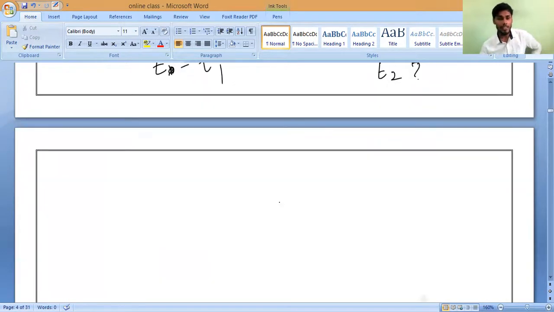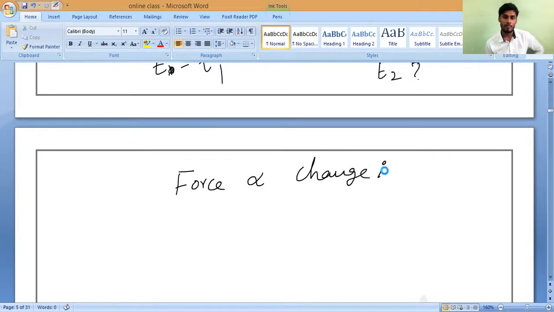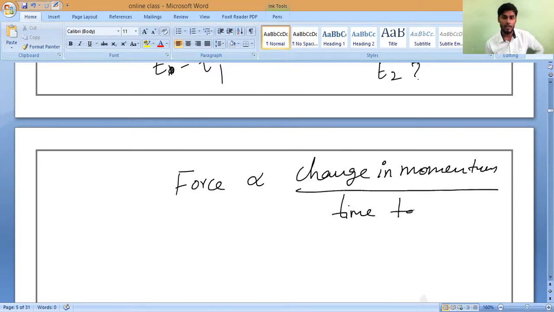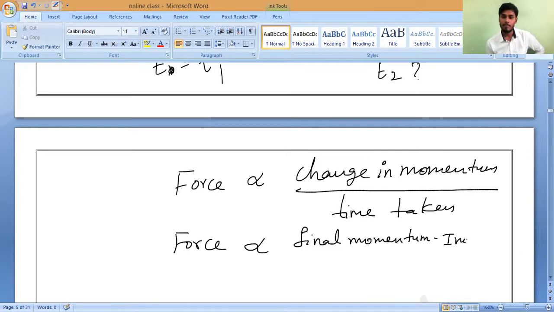Now what is the change in momentum? Can you say? The force is applying. Force is directly proportional to change in momentum, divided by time taken. Is it yes or no? So now, force directly proportional to change in momentum means what? Final momentum minus initial momentum, divided by what is that?